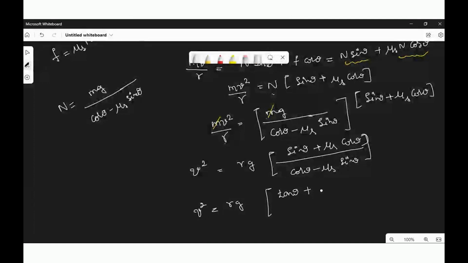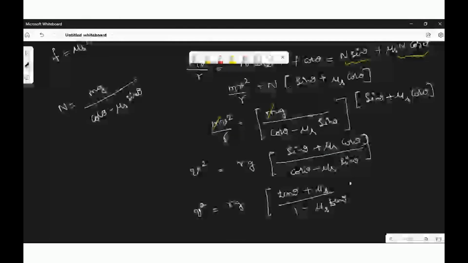Plus mu s as it is, then cos theta by cos theta will give you 1. Here again cos theta by cos theta will give you 1 minus mu s tan theta. This is the usual standard representation.